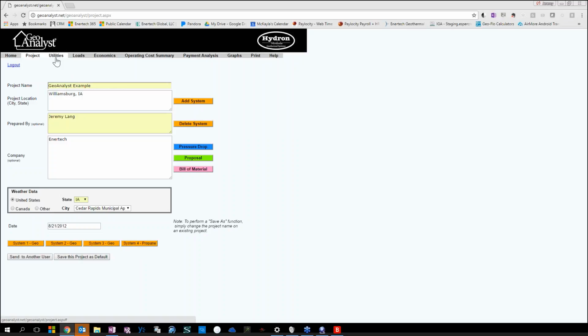Next thing I'm going to do here, everyone notice that on the navigation tabs across the top, we have utilities, loads, economics, operating cost summary, payment analysis, graphs, print, and help. At any point you can click the help menu and get help. What I like to do is just go from left to right across this header, and we're going to hit utilities.